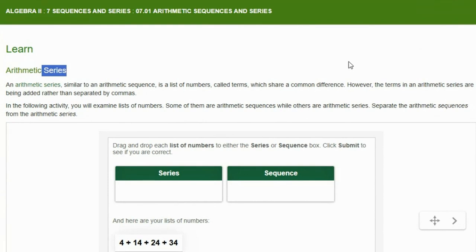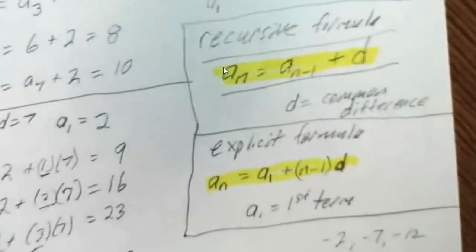All right, here's the difference between arithmetic series and arithmetic sequence. So, an arithmetic sequence we just saw is 2, 4, 6, 8. A series is 2 plus 4 plus 6 plus 8. It's adding it as it goes along. Adding the sequence, 2, 4, 6, 8.